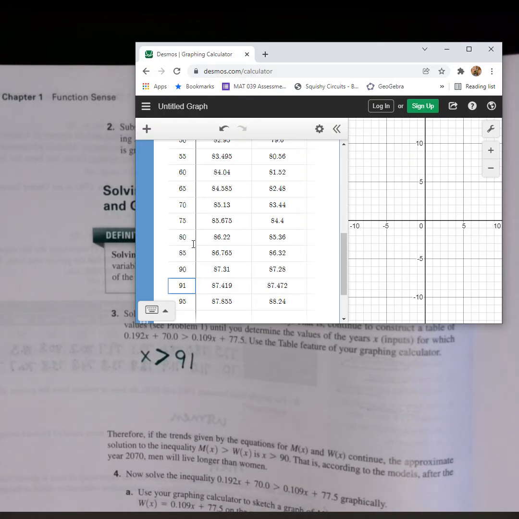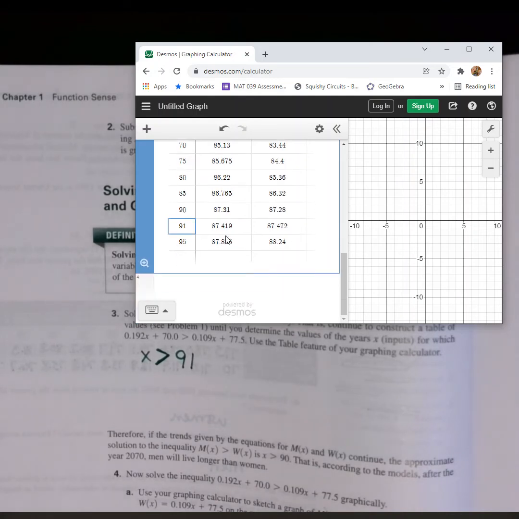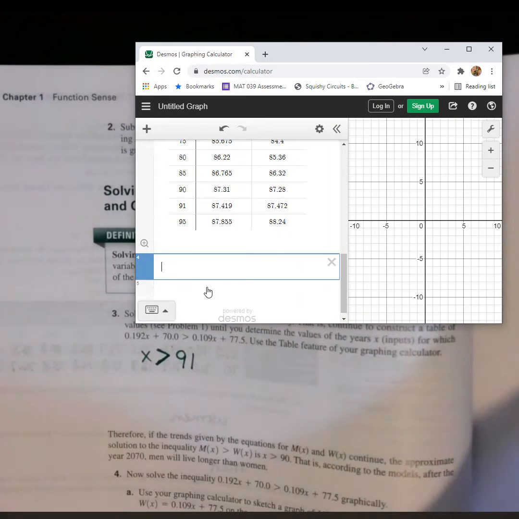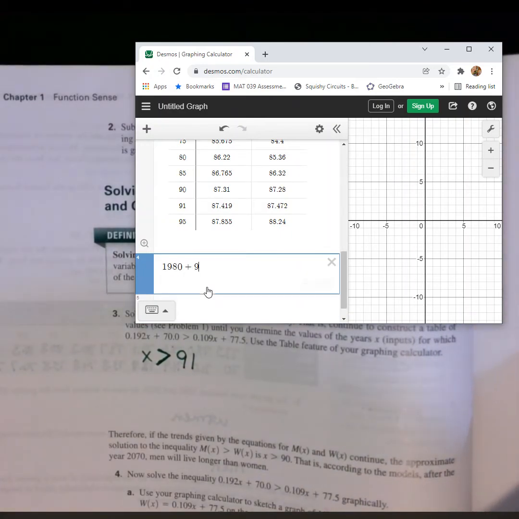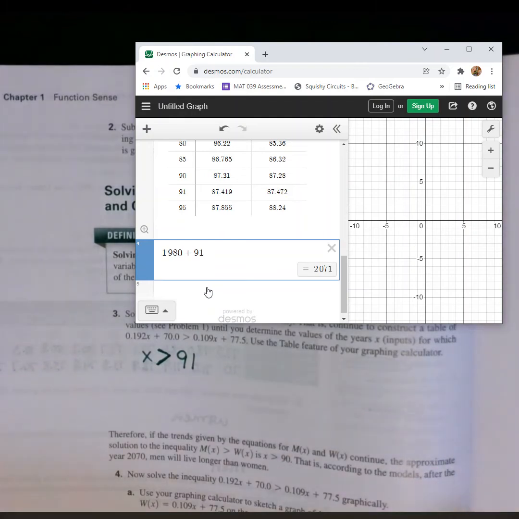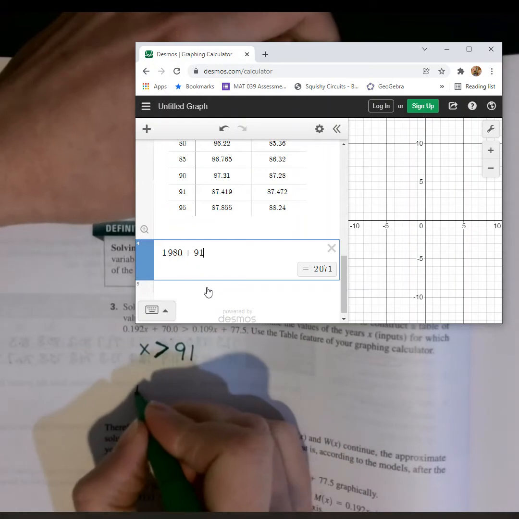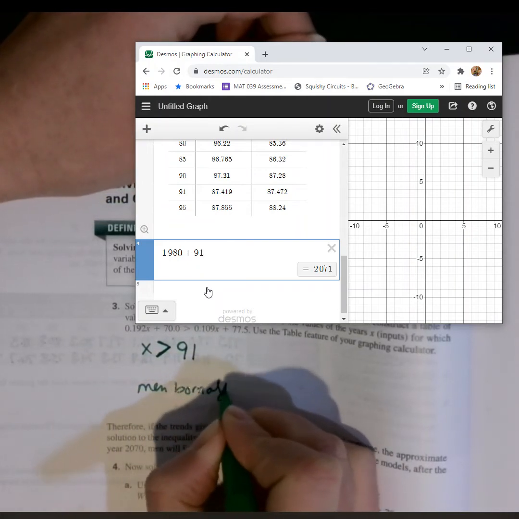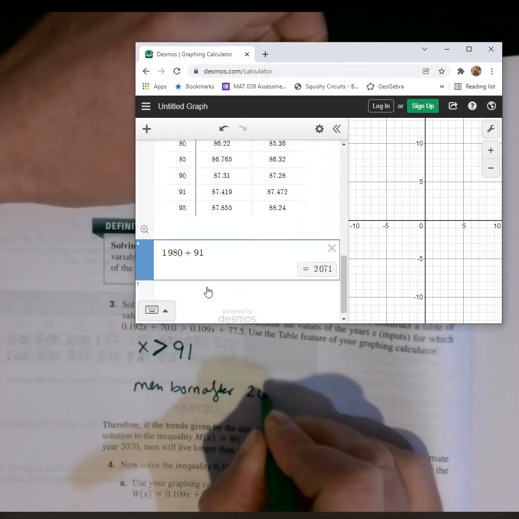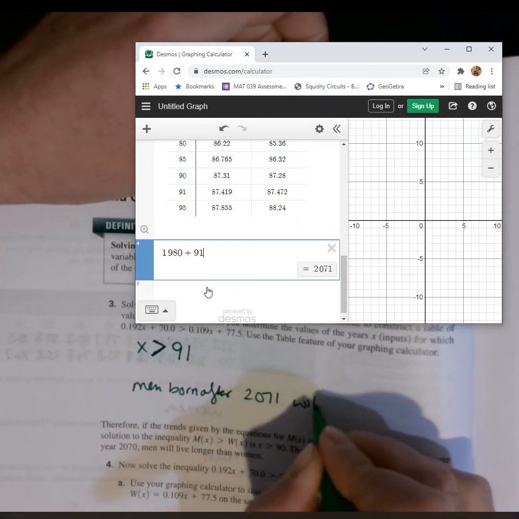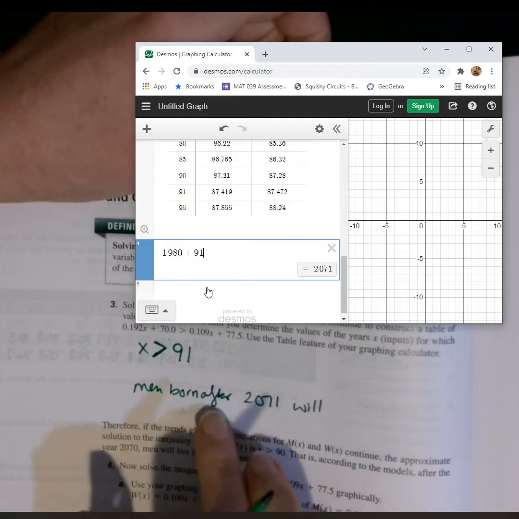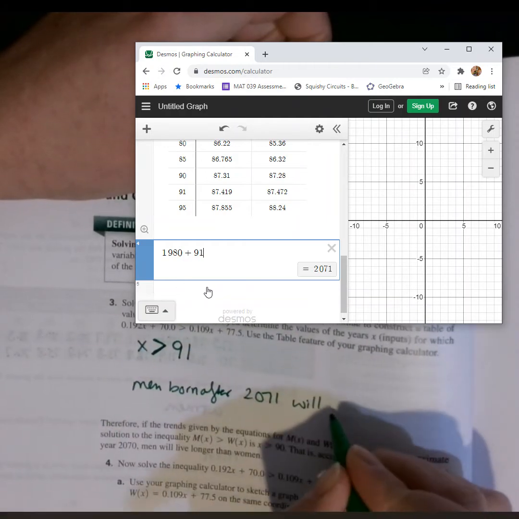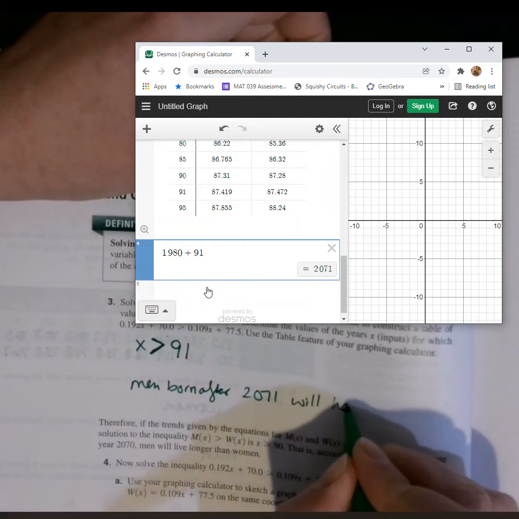We should interpret this result because it's a contextual example. So we want to say that this is 1980 plus 91. So men born after 2071 will have a life expectancy greater than women. And after just means anyone born in this year or after will have a greater life expectancy.